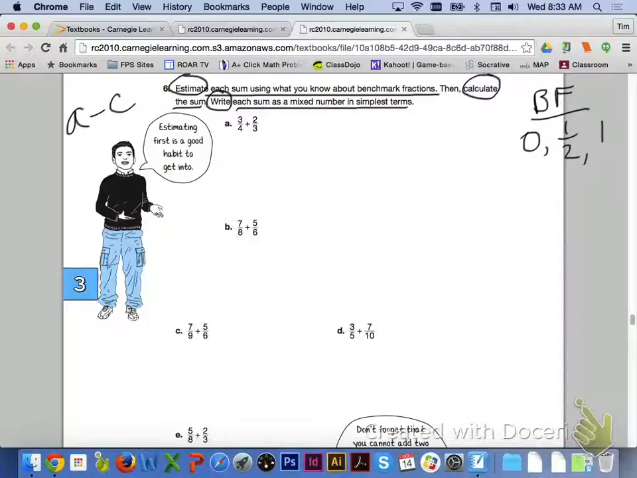Number 6 at the top of page 180 tells us first to estimate each sum using what you know about benchmark fractions. Remember that benchmark fractions that we have worked with earlier in this chapter are 0, 1/2, and 1. After we are done estimating, then we want to calculate the sum and finally write each sum as a mixed number in simplest form. All I want you to do is letters A through C for number 6 with your group members.